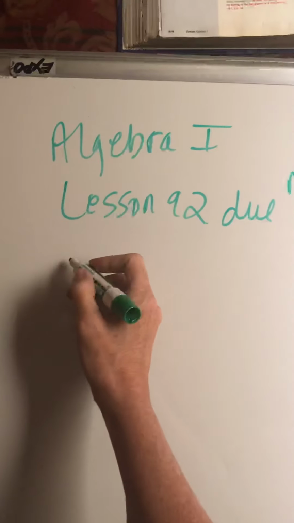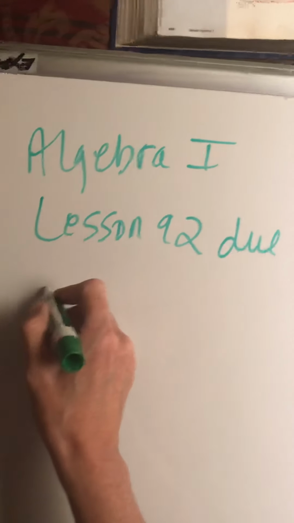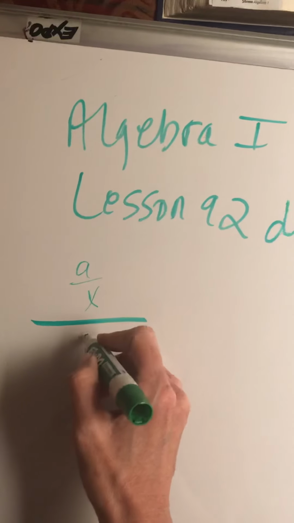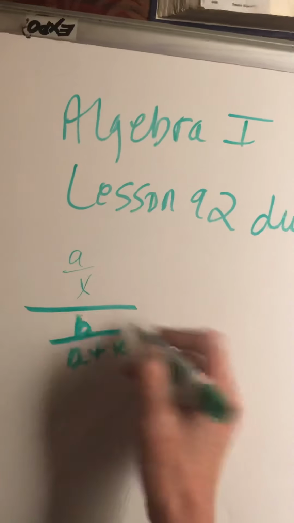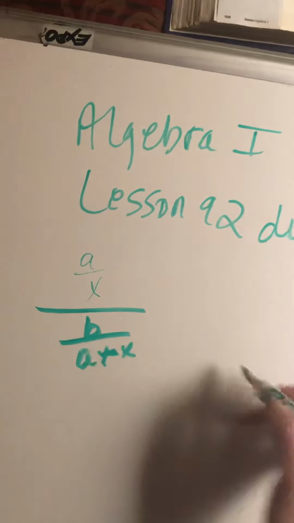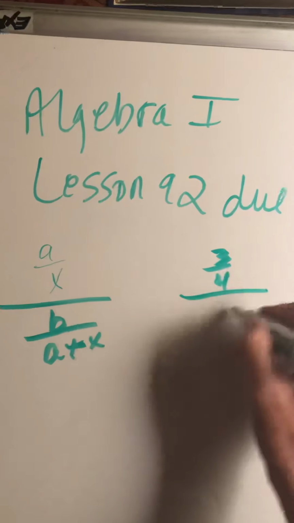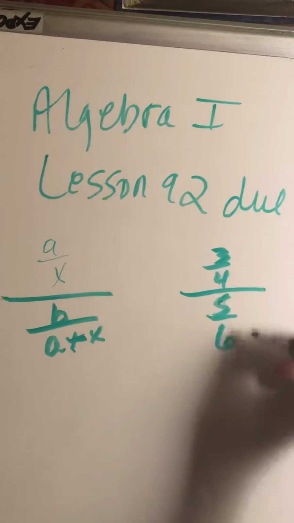So you will see fractions like, well, I'll just show you this one: a over x divided by b over a plus x. This is a complex fraction. You've actually seen fractions like this when you see anything like 3 over 4 divided by 5 over 6. That's a complex fraction because it's fractions within a fraction.